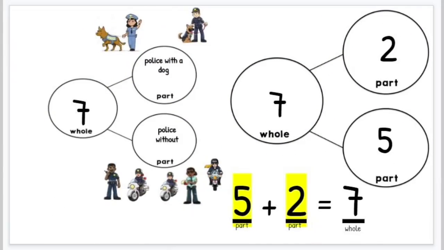If you created another addition number sentence, you could flip-flop those parts and you could say that there are 5 police officers without a dog and 2 with a dog, equaling a total of 7. That is correct as well because of the flip-flop pattern or the turnaround fact pattern.